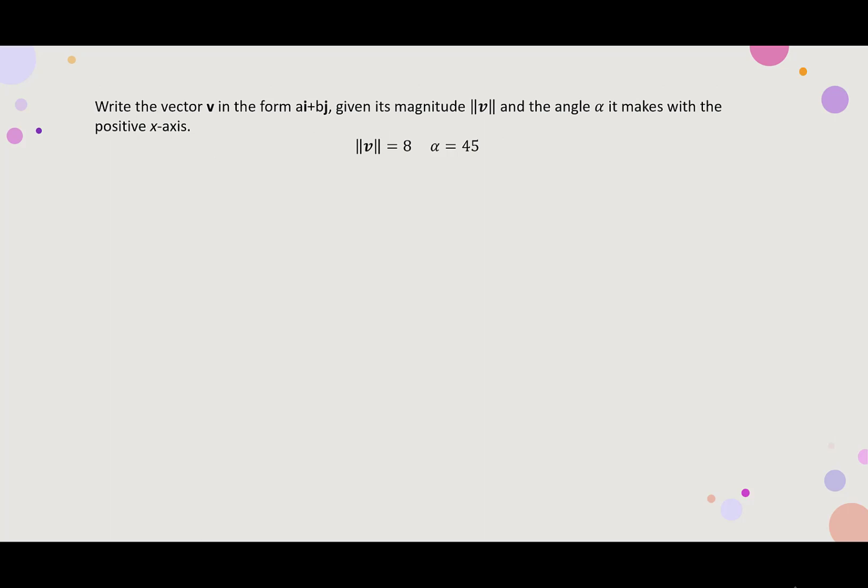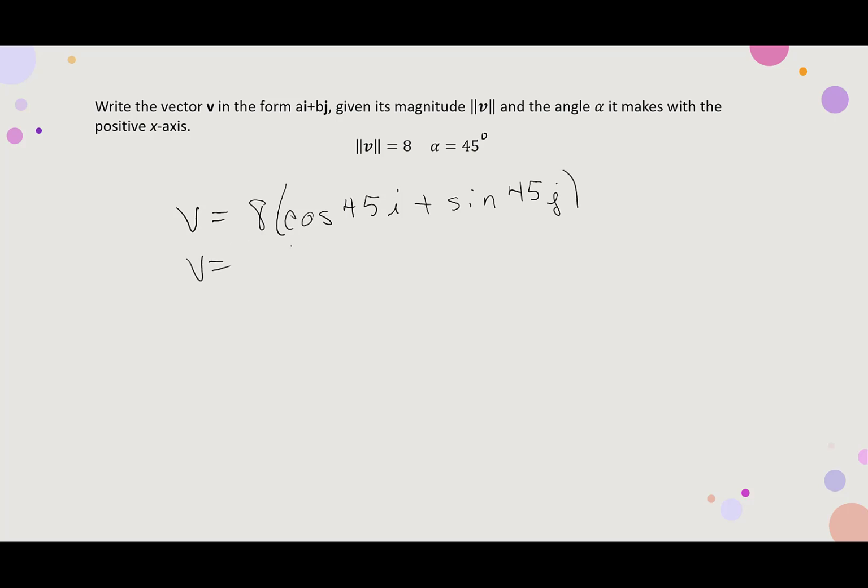We're going to write the vector v in the form ai plus bj given the magnitude v and the angle alpha it makes with the positive x-axis. So our first case, we have the magnitude of v is 8 and our angle is 45 degrees. So to write our vector v, we're going to do the magnitude, which is 8, and then cosine of 45 i, plus sine of 45 j.